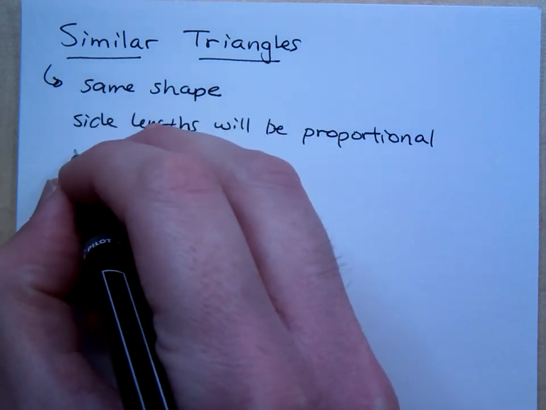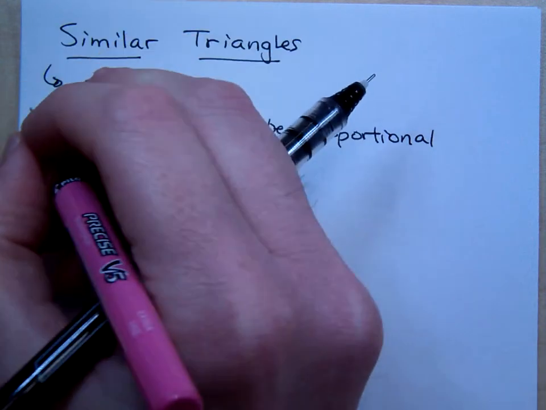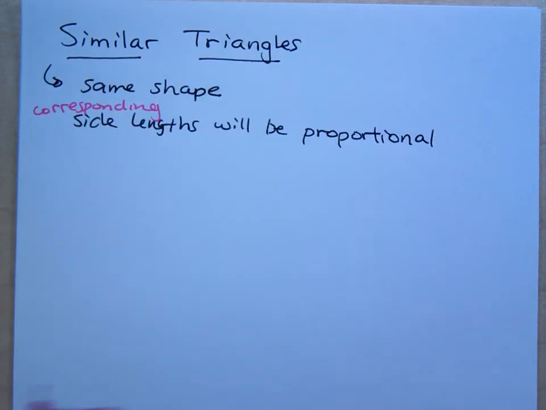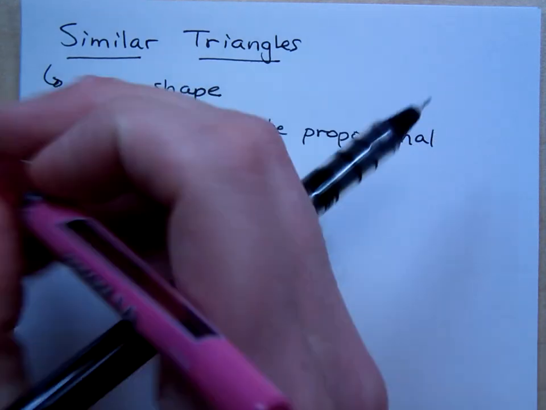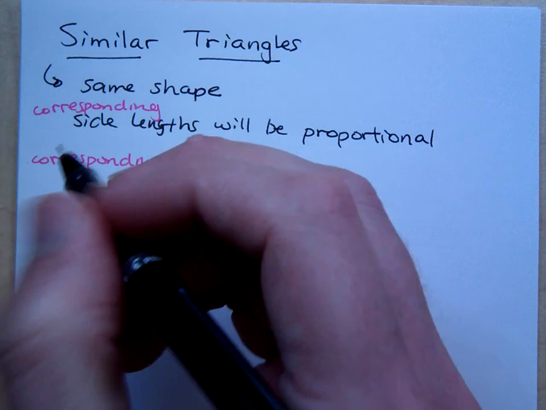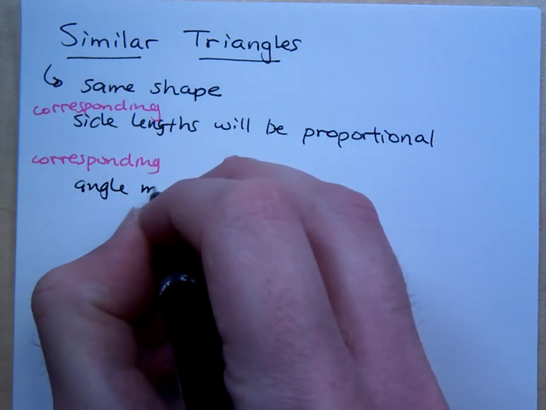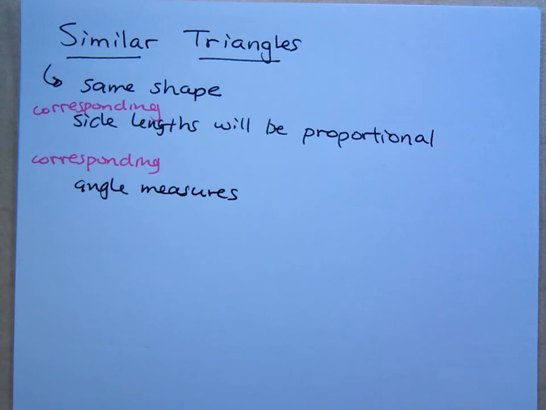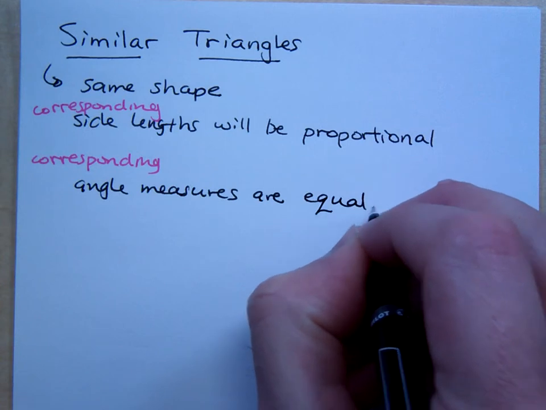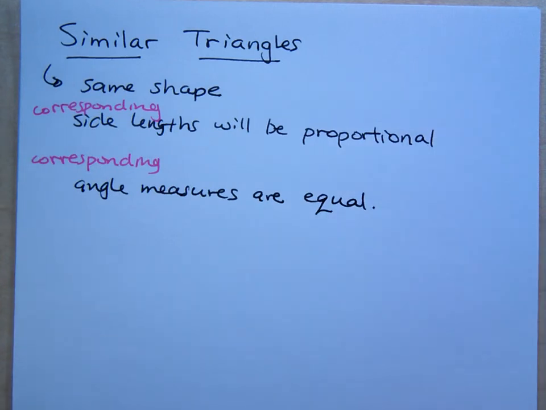And I guess I should write that there for you, just to emphasize. So corresponding side lengths will be proportional, and also corresponding angle measures, and watch out for this one, corresponding angle measures are equal. Okay. Just because I increase the size or decrease the size, that is not going to affect the angle measures. Okay.